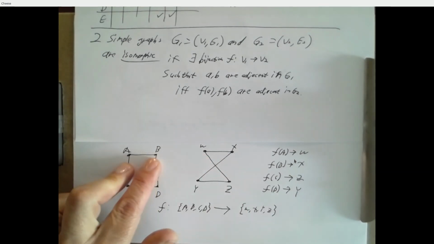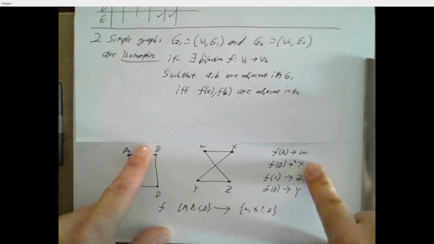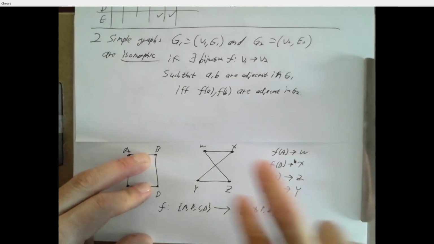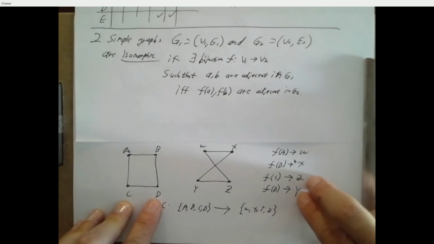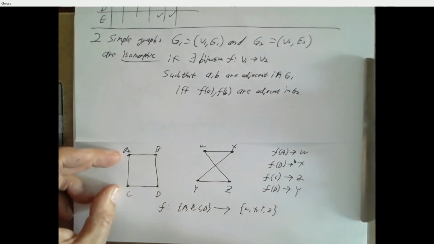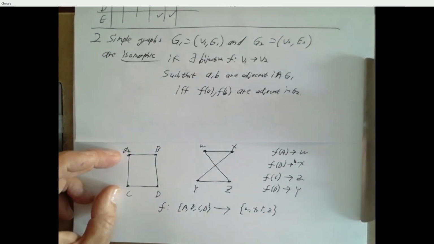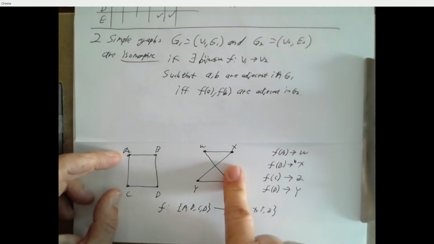So A and B are adjacent. That means that W and X must be adjacent. That's true. B and D are adjacent over here, which means X and Y must be adjacent over here. That's true. C and D are adjacent, which means F of C, F of D, Z and Y need to be adjacent. That's true. And A and C are adjacent, which means W and Z must be adjacent. So anything that's adjacent over here is adjacent over there, and you need to go in the other direction too, and show the only things that are adjacent here are F of A, F of B, where A, B are adjacent here.